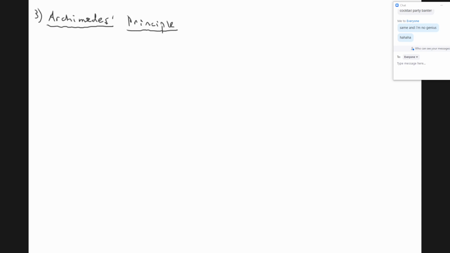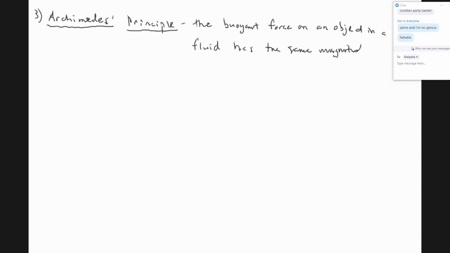So Archimedes' principle. The buoyant force on an object in a fluid has the same magnitude as the weight of the displaced fluid.